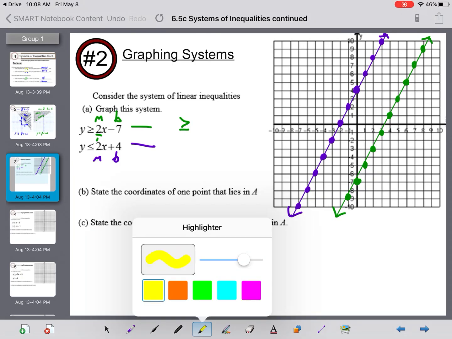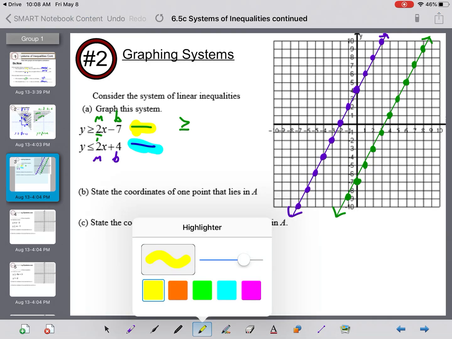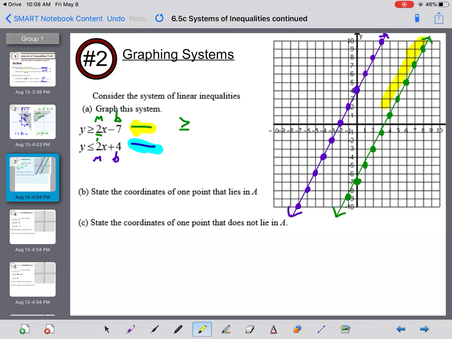Okay. So, this is where the shading could get a little tricky. So I'm going to do the shading for the green equation with yellow and the shading for the purple equation with blue, so we could see that nice cross pattern where it's going to make green when they blend together. So greater than or equal to 2x minus 7. So greater than the green line would be above. So that's this entire section. Everything above the green line.